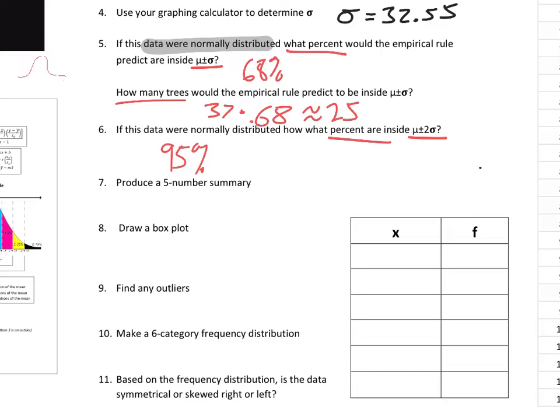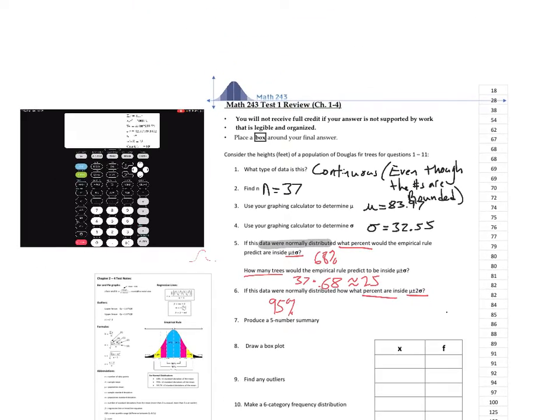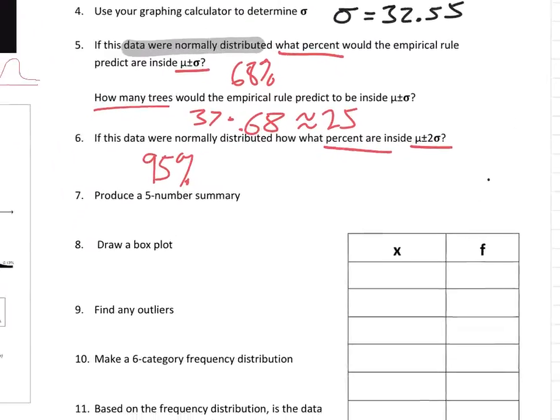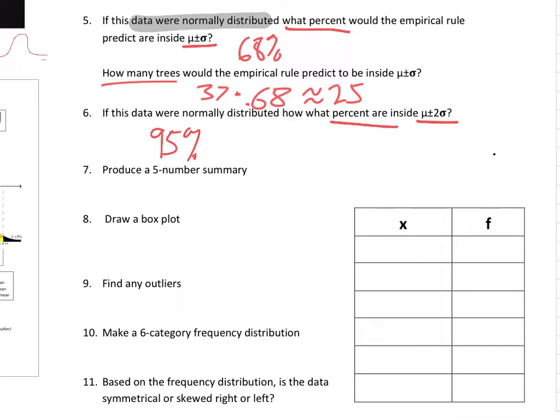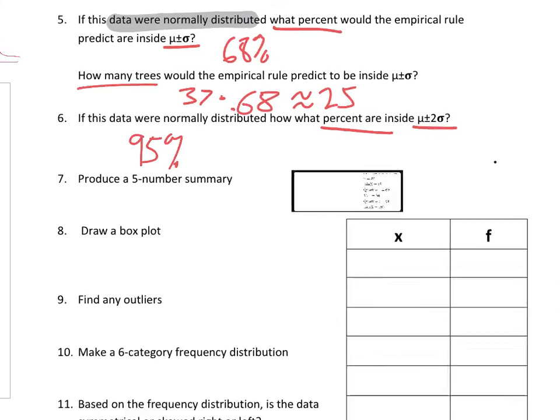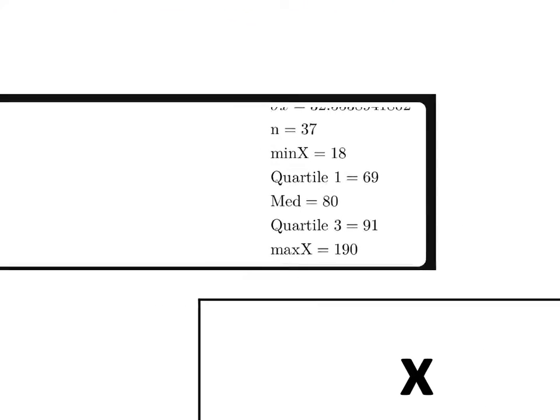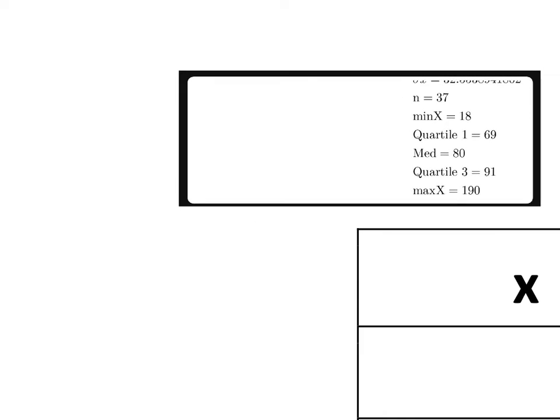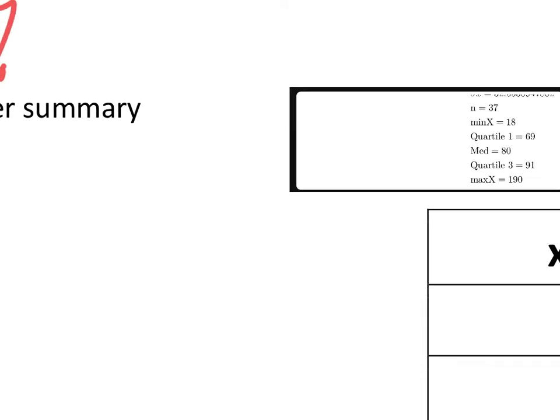Now, the 5-number summary, if we go back and look at our data, that kind of got cut off in this picture. Let's go get a picture and we'll get our 5-number summary. All right, here's our 5-number summary: the minimum, quartile 1, median, quartile 3, sorry, and the max. Remember, median is quartile 2. So we have 18, 69, 80.